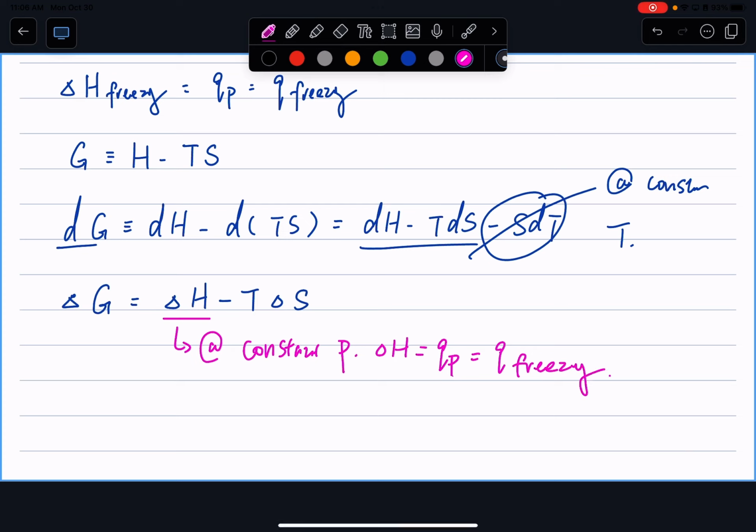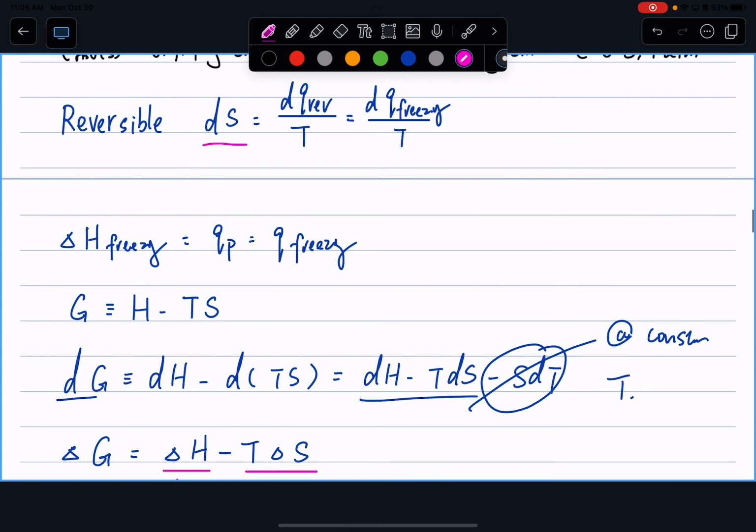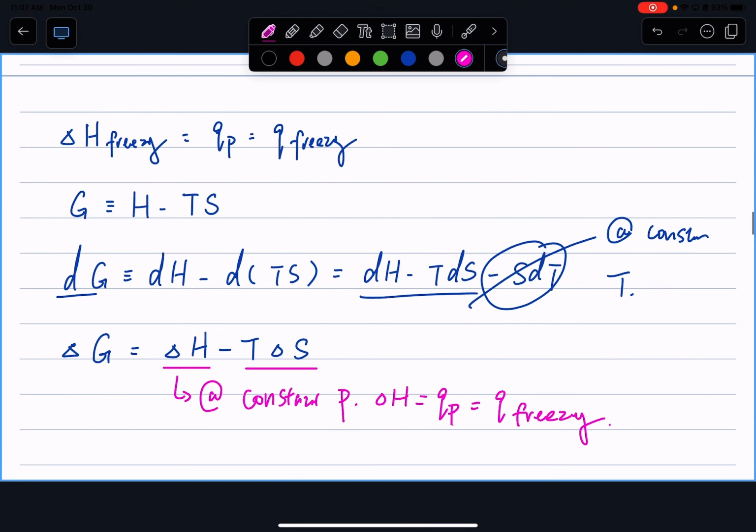All right, so that is at constant pressure. We know information about what delta H is. So taken together, T delta S equals Q freezing. That's by the definition of entropy, dS equals dQ over T, right? So we have T delta S equals Q freezing, and your delta H also equals Q freezing. So that tells us this whole thing goes to 0, and your delta G equals 0 for this process. With me so far?